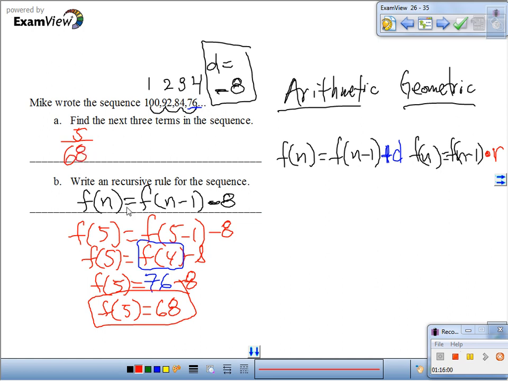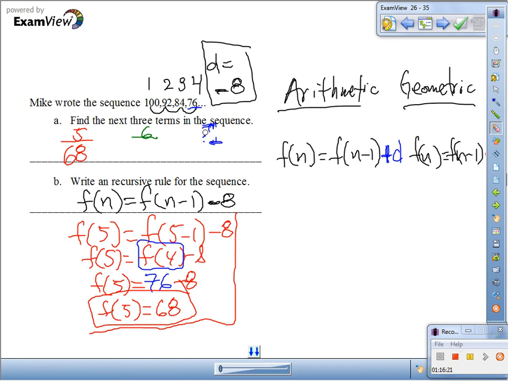I'm done with that one. I want you to find me f of 6 and f of 7. And you're doing the work because you're practicing, right? Kind of like basketball. You need to practice, right?